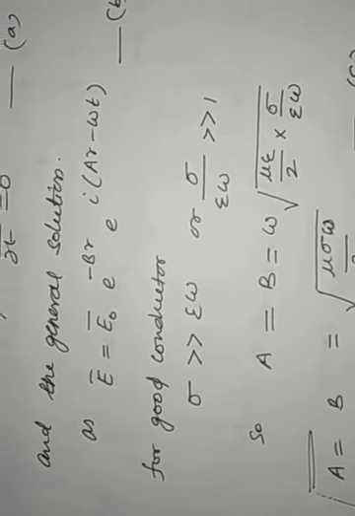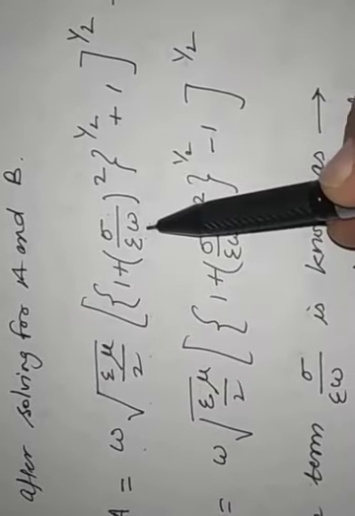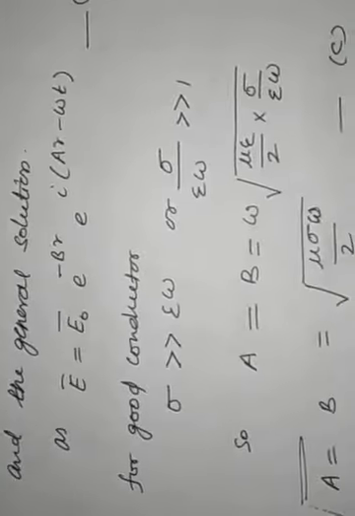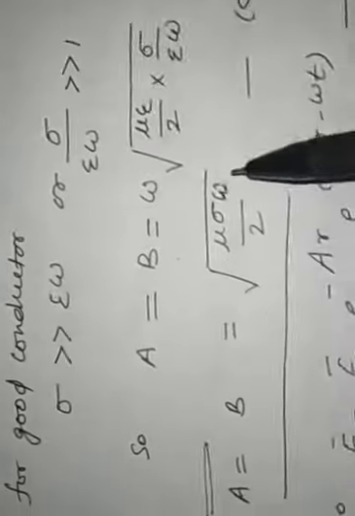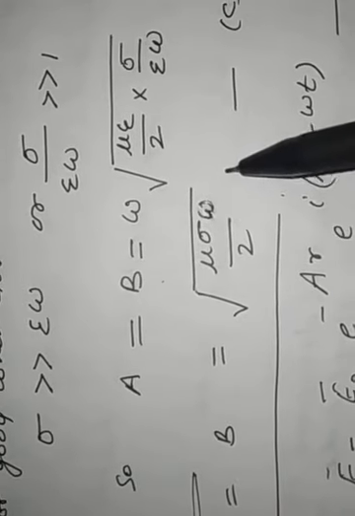So after considering the fact that this part is very large compared to the rest of the piece for a very good conductor, we can find the value for A and B by putting these values, and we get A is equal to B is equal to under root mu sigma omega by 2.